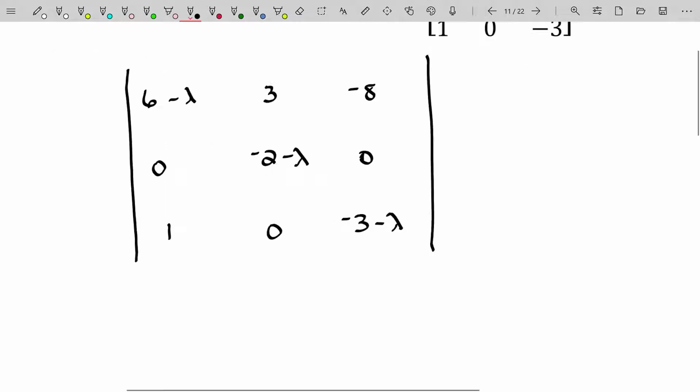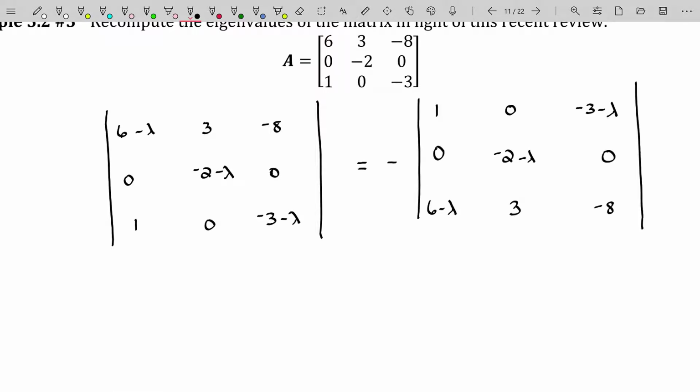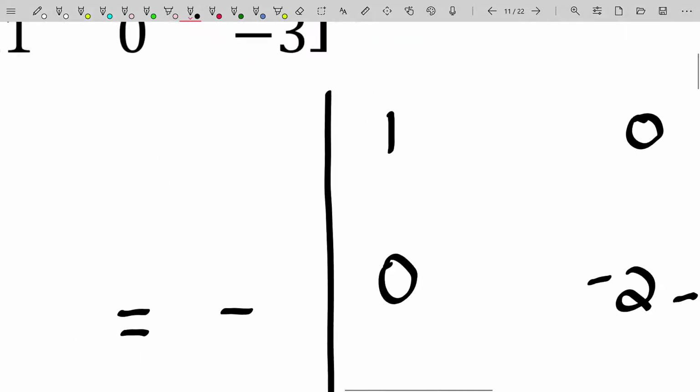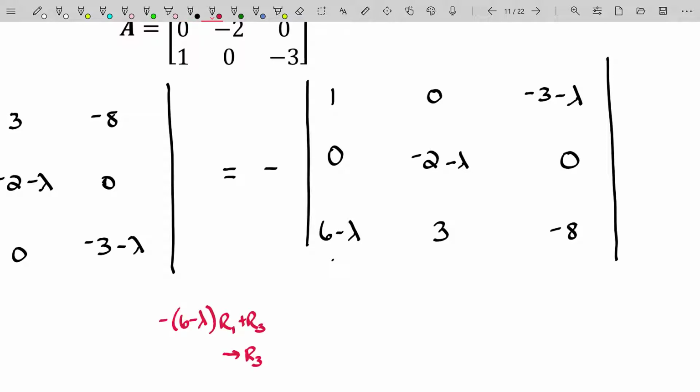What we're going to do is actually swap rows 1 and 3, and when you do that, the determinant pops out a negative. Now, you may be wondering, why in the world would I go ahead and swap rows? Well, this way I can use row 1 to kill off this entry in row 3. So I could take the opposite of 6 minus lambda, multiply that against row 1, add that to row 3 to become the new row 3. It is actually very useful to do that.